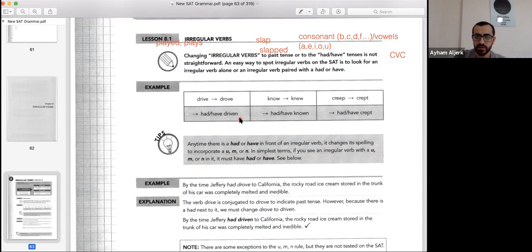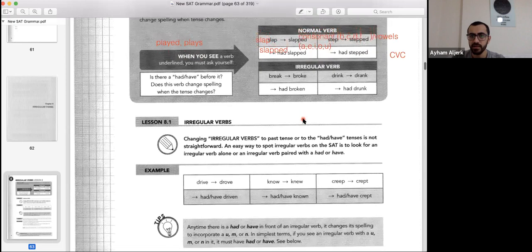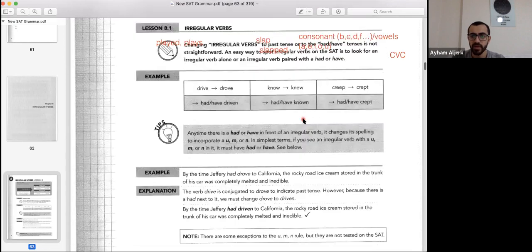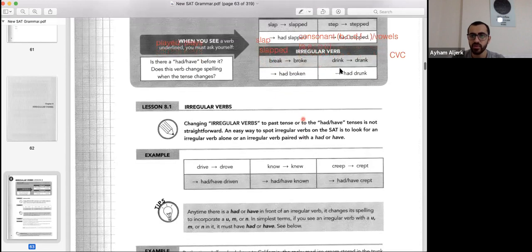So if you look here, usually, for example, drive, we have driven. It's an N in the end. Know, we have known. Again, we have an N. Sometimes we have a U, like drink, drunk.